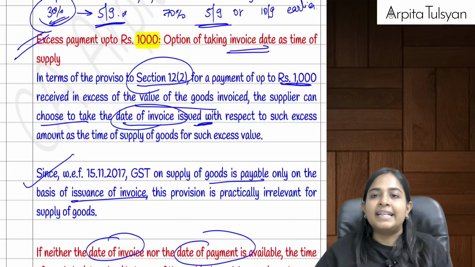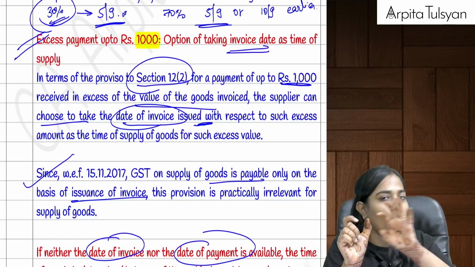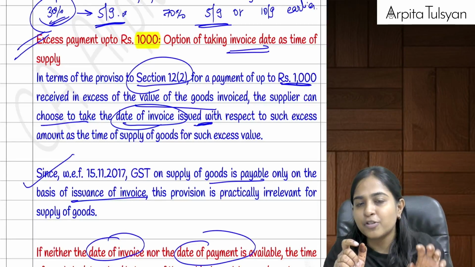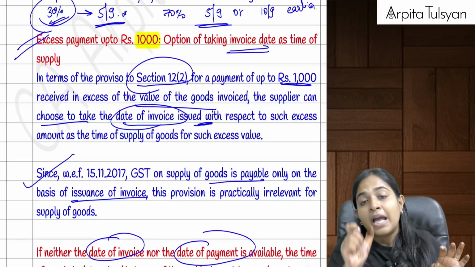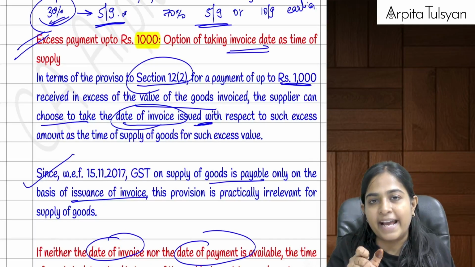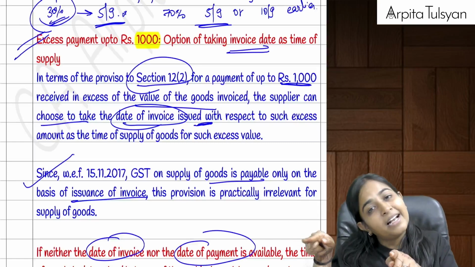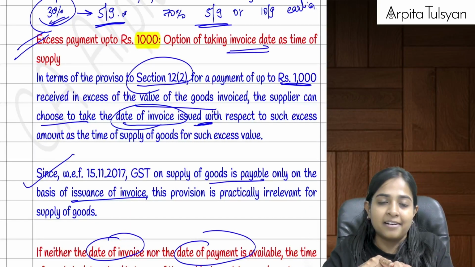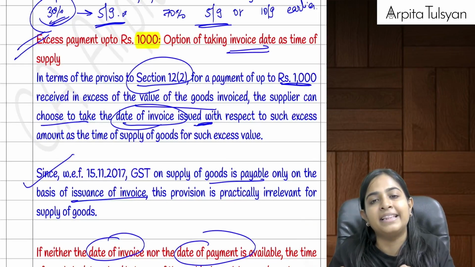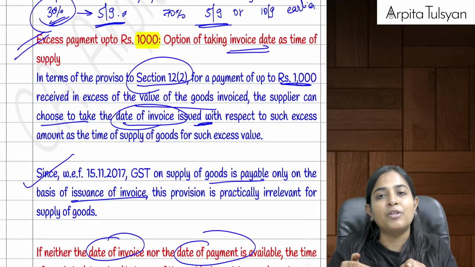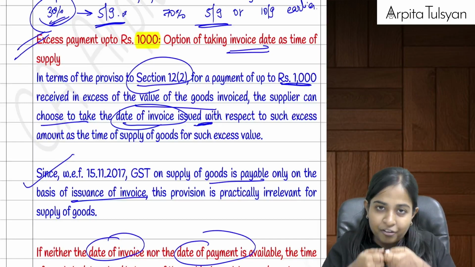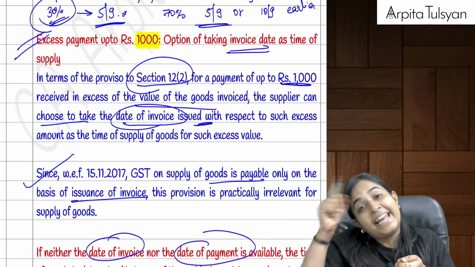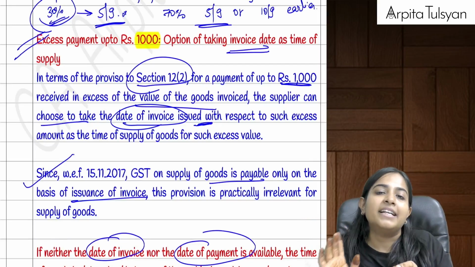Yes. So in that case, for that 500, I am not talking about the first 5,000. For that, time of supply will be normal, date of invoice or receipt of payment, whichever is earlier. But for that next 500 excess, can I say I am going to adjust it against the future bill? If I am going to adjust this 500 against the next bill, then in that case the law has given me the option to take either the date of receipt of this 500 as time of supply, or the date of supply, that is the next invoice, as the time of supply.